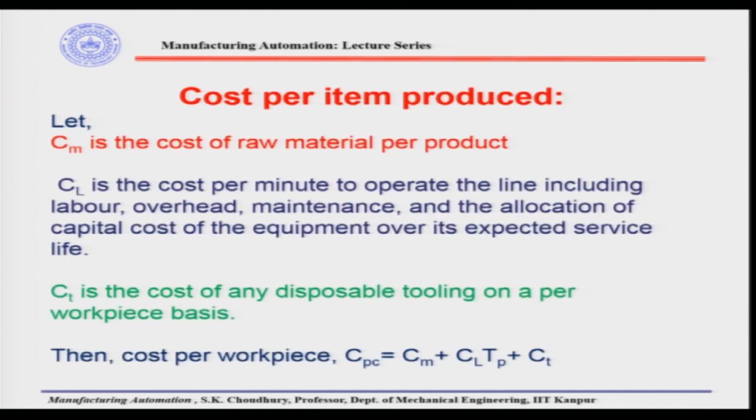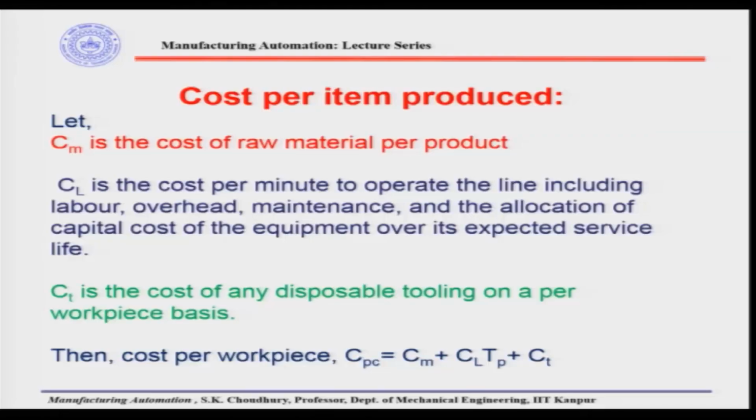Next, let us see how to find out the cost per item produced in the automated flow line. Let us say that C M is the cost of raw material per product. Suppose we are discussing the machining or production of a particular part. So, C M is the blank, the cost of the raw material per product. C L is the cost per minute to operate the line, including labor, overhead, maintenance, and the allocation of capital cost of the equipment over its expected service life.